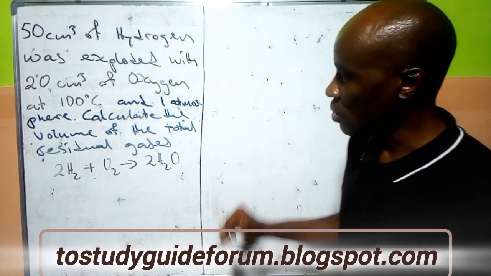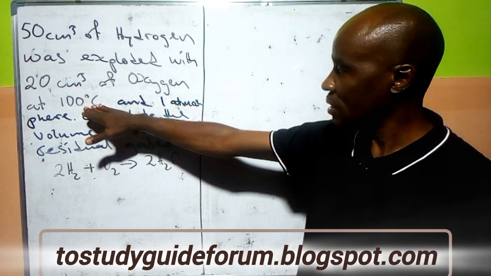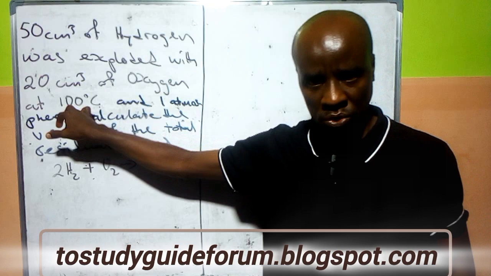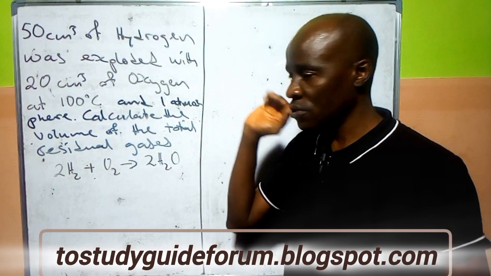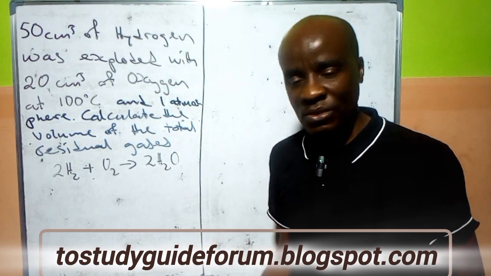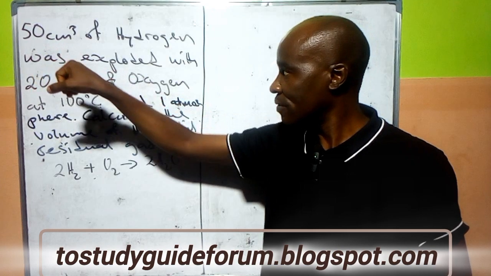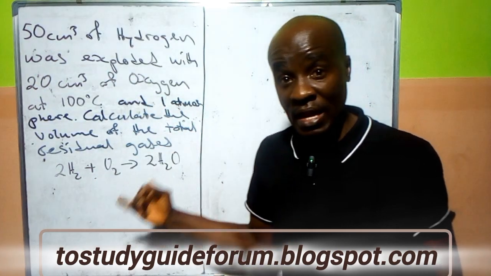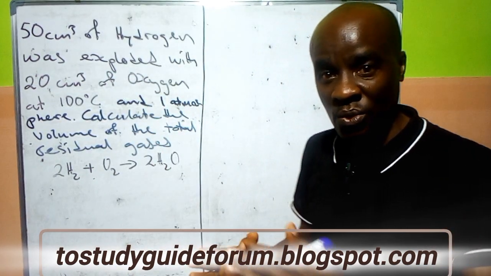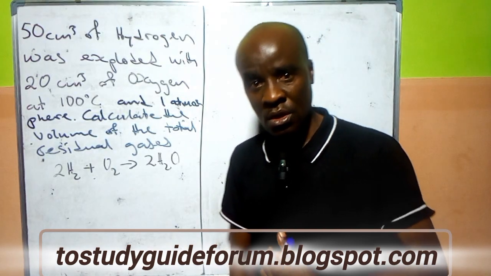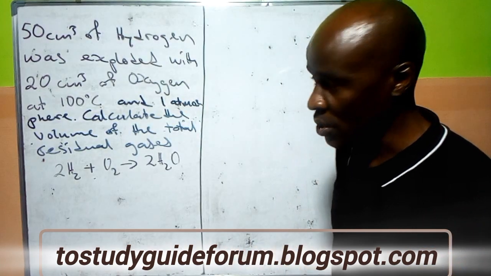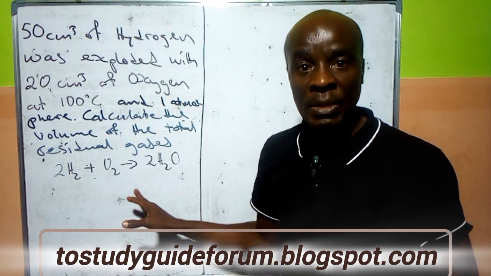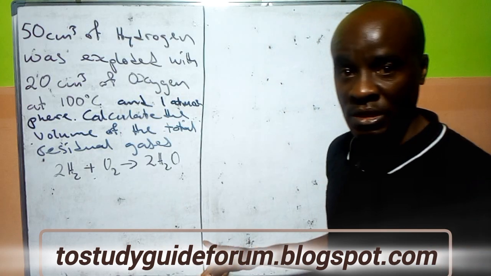If you look at this question, what is happening here is happening at 100 degrees Celsius and 1 atmosphere. Here we are asked to calculate the volume of the remaining gases, or residual gases. That is the gas that will remain at the end of this chemical reaction. The gas that will remain is the gas that will not react, and the product.